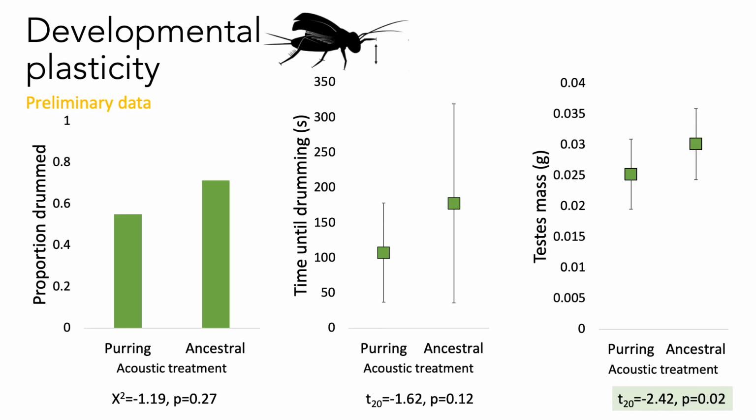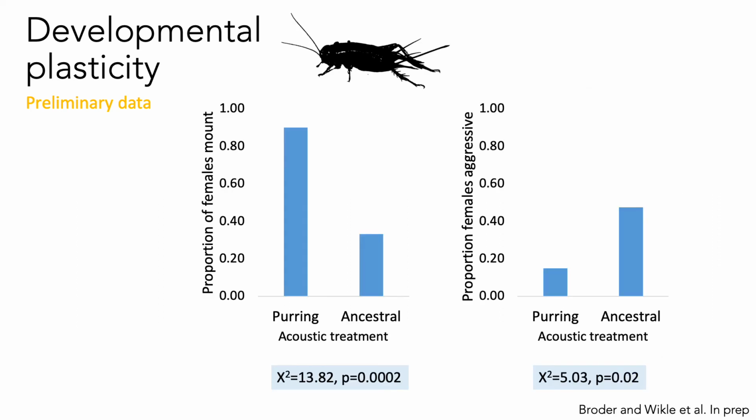For example, males invested more in their testes if they heard ancestral song, anticipating perhaps a more competitive mating environment, and this aligns with a previous study in ancestral Australian T. oceanicus. The treatment also had some effects on females. For example, females reared with ancestral song were much less likely to mate, and they were 5 times more likely to be aggressive during courtship than the females reared with purring song. So for this acoustic treatment, some traits were affected in both sexes, but drumming appears not to be developmentally plastic.